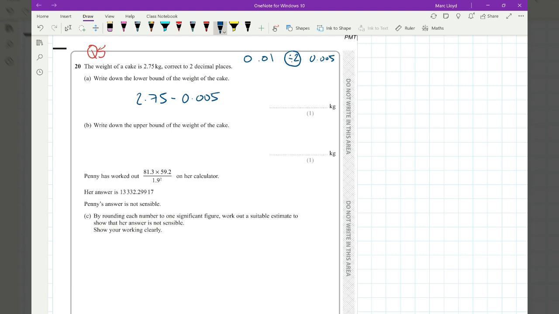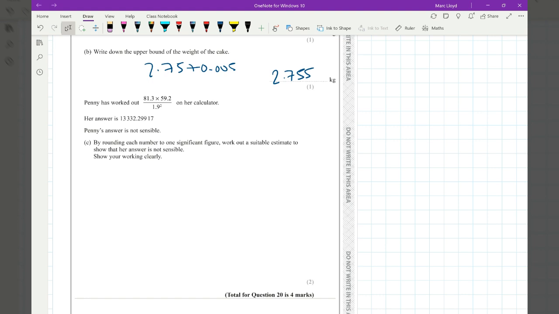Now you can put this into your calculator. Because we're on iGCSE, we can use calculator at all times, it just helps. So we subtract it, and then to find the upper bound, we add it. So 2.755. Okay. Penny has worked out on her calculator. Her answer is this. Penny's answer is not sensible.